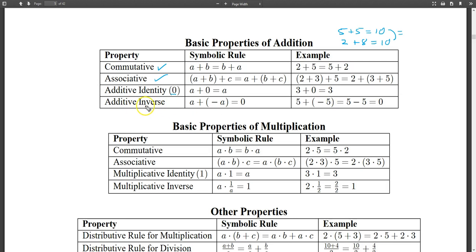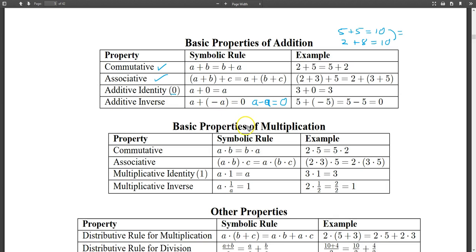You also have what's called the additive inverse of a number. The additive inverse of a number A is negative A, because A plus negative A is 0. It's the same as just A minus A, which is 0. For example, 5 plus negative 5 is the same as 5 minus 5, and that's 0. So that's called our additive inverse of a number, negative that number.